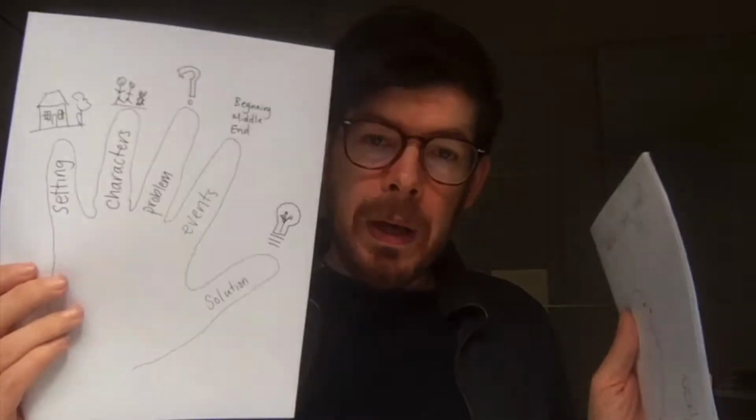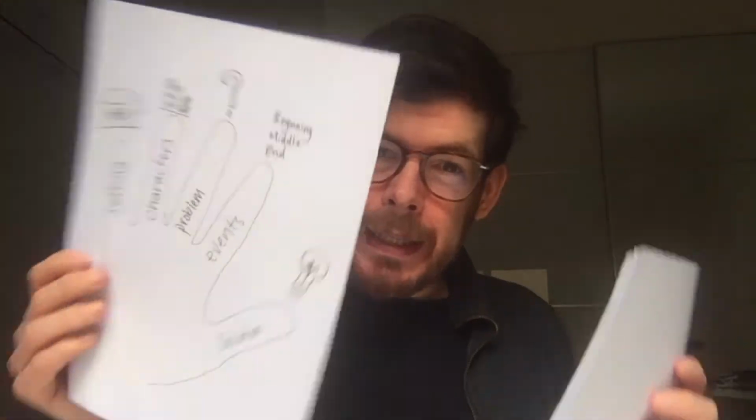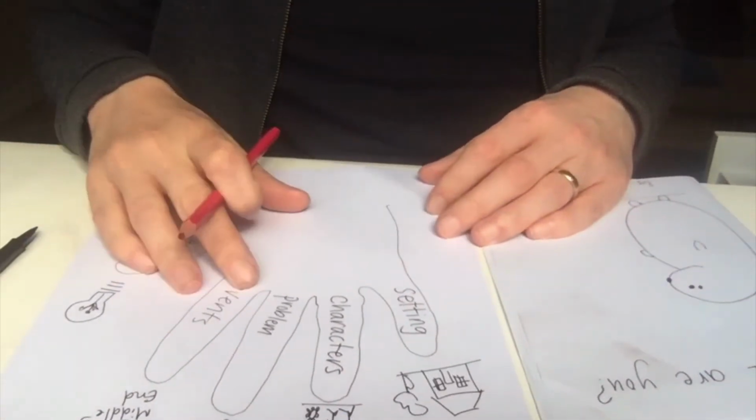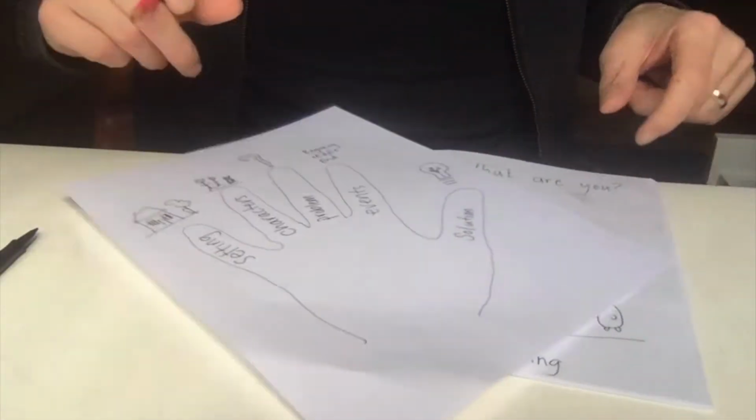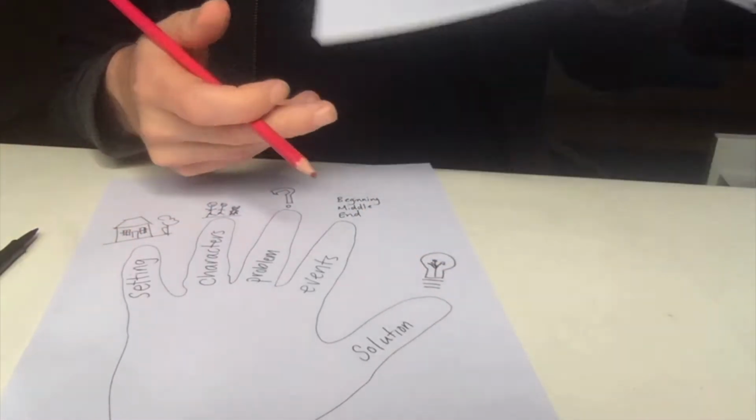For example, when I'm rereading my book, I can go through my book. Here's the book I've just finished. I can go through my book with my checklist. I'm going to use my hand as a checklist. And I'm going to check off, in this book, did I have, let me see, I'll turn it around so you can see. Did I have a setting? Did I have a setting in my book?